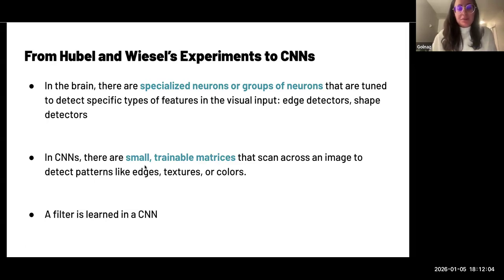These small trainable matrices are called filters, which are matrices that go through an image. They scan the image, and again, they're kind of like the weights of the neural network that we learned previously. You can initialize them randomly, and the hope is to learn the filter. By going through different images and updating these filters based on the images, eventually you can have a filter that can, for example, detect an edge.